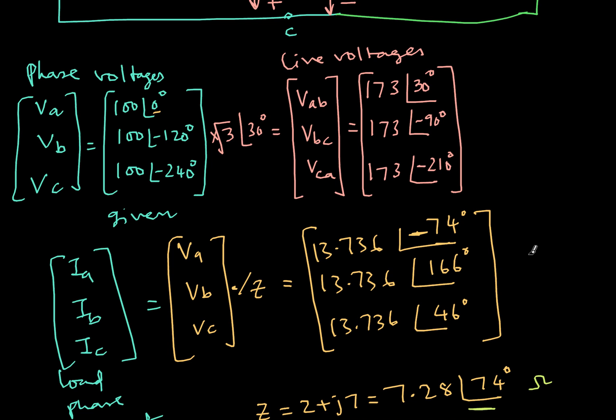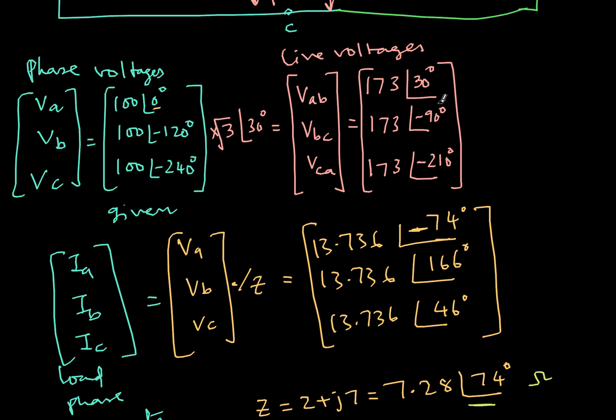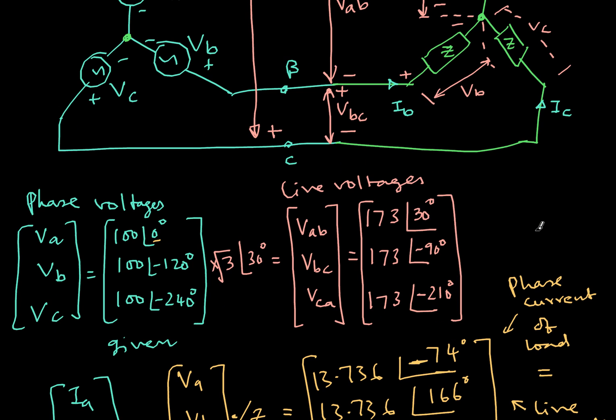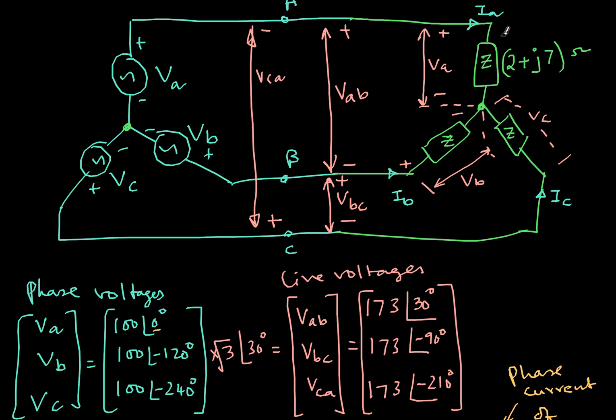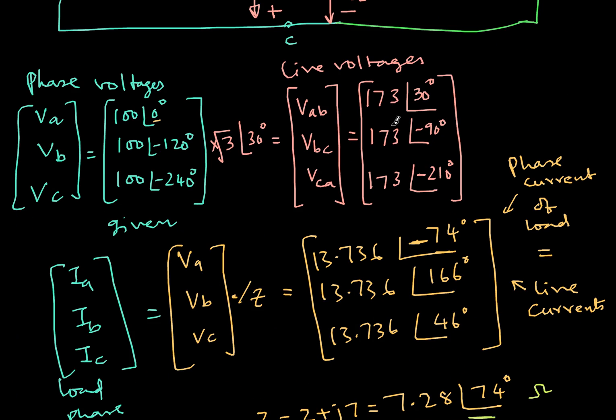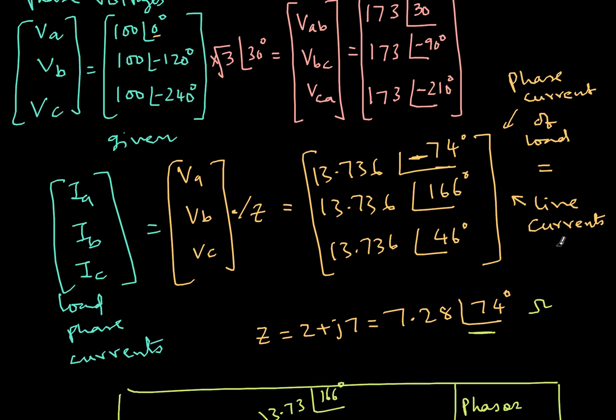Okay, so far what I have calculated, these are line voltages, these are phase currents of load, which are nothing but line currents, because the load is star connected. So whatever is the phase current is nothing but the line current, which is also nothing but the phase currents of the source.